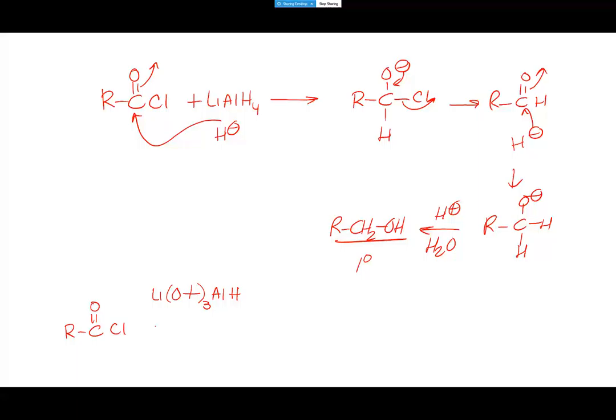If I do that, how many H minuses do I have? Just one. So as the H minus adds, the pair of electrons is going to come down, kick off the chlorine, and I've got an aldehyde. Now there's no more H minuses to react. So, voila, aldehyde.